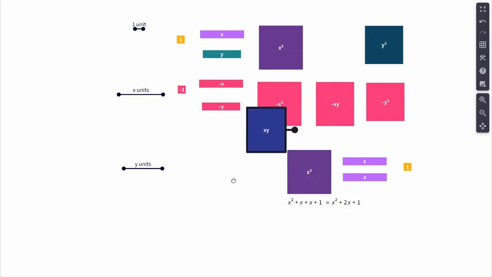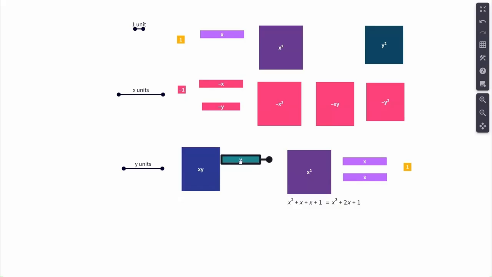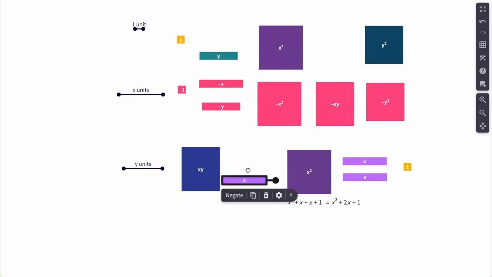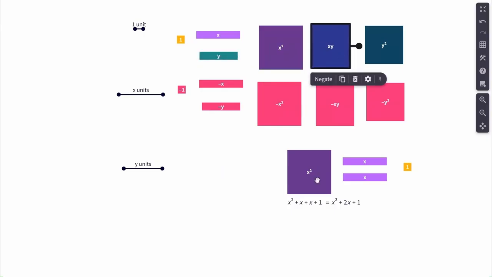If I have that and I want to add another two polynomials together, I'm going to make each of those polynomials, and then I'm just going to put them in one big group and count what I have. So addition is just gathering them up and counting how many you have.